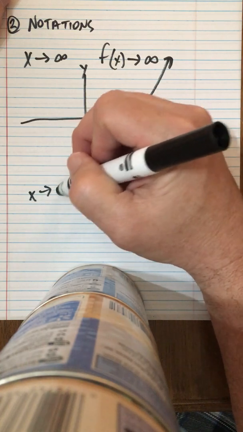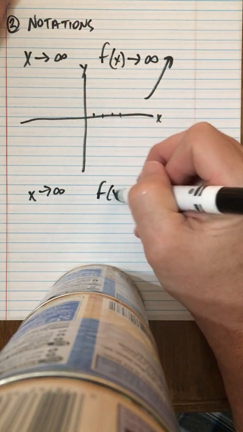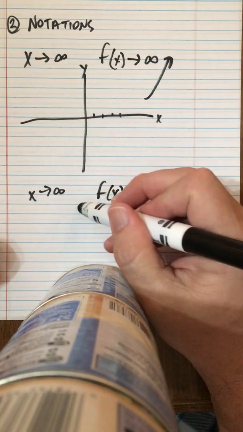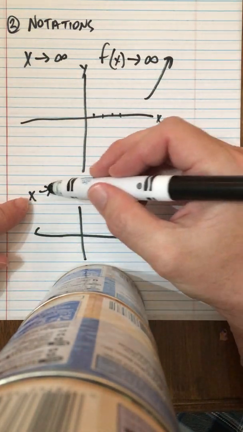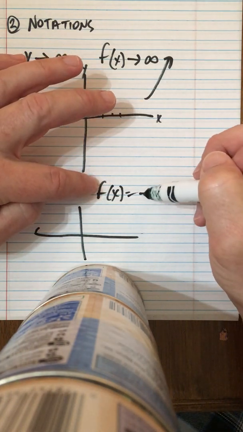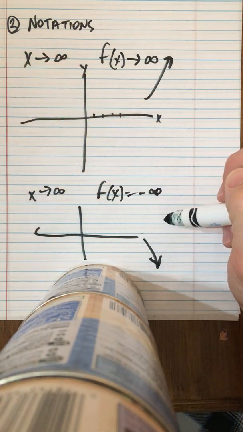If they say x goes to infinity as f of x goes to negative infinity, that's saying kind of the opposite. They're saying as x gets bigger, so as x goes to the right, your function goes down. So it would look something like that.